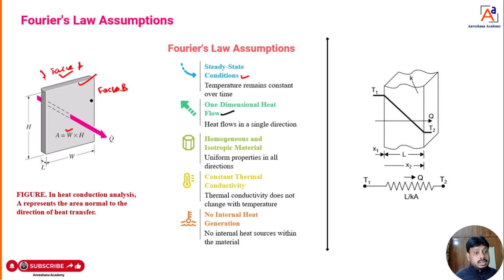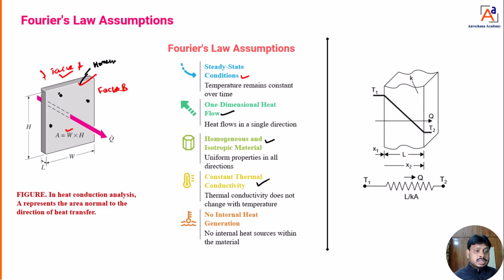Then the third one, homogeneous and isotropic materials. The material to which he is transferring heat, that metal, is homogeneous. That means it is made up of a single material. And constant thermal conductivity. Dear students, you can measure thermal conductivity at this point, at this point, at this point. You can measure at any point.